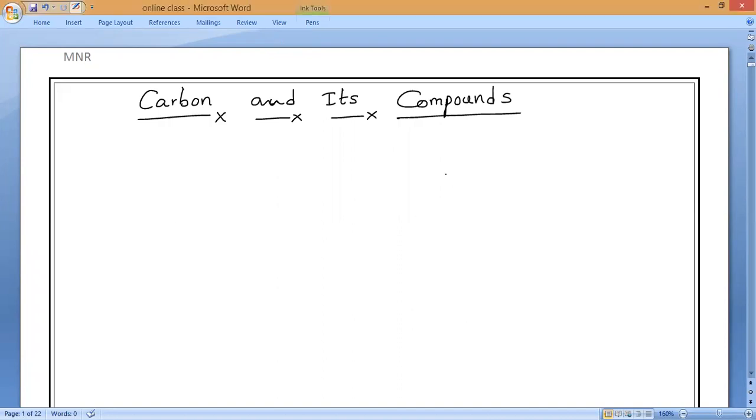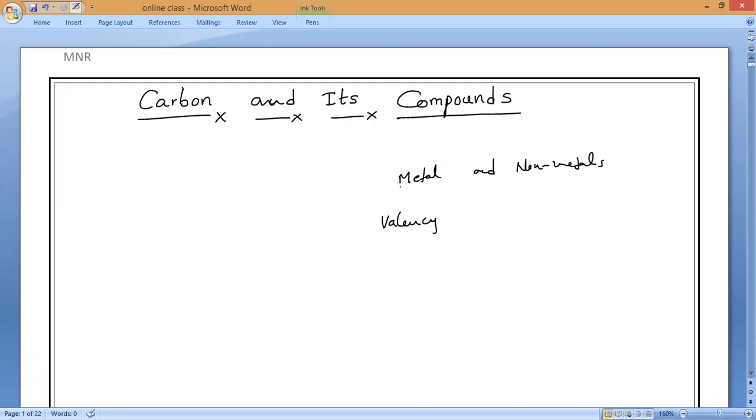Okay. So now coming to carbon and its compounds. All of you observe. This entire chapter will run about what carbon is and what the compounds formed with the help of carbon are. In the previous chapters, we already studied what metals and non-metals are, their valency, and also the inert gases.